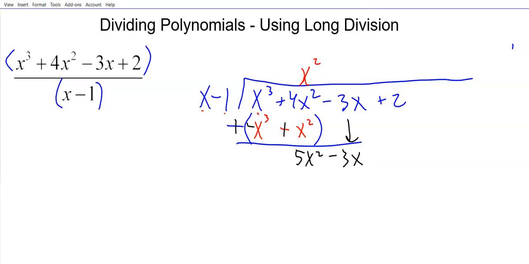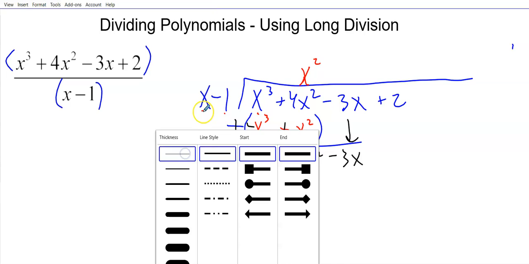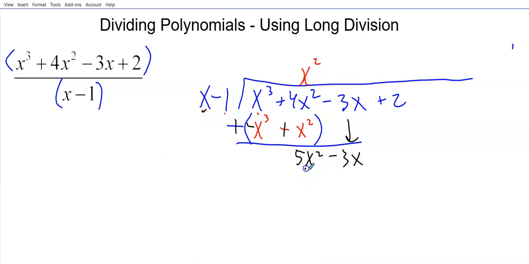Now again, you're looking at the very first term here. So we're looking at x and 5x squared. x times what is 5x squared? Well, that would be 5x. So I'm going to say plus 5x. That's a positive 5x. I put it in the x column there. That gets multiplied by both of these terms over here, both the x and the negative 1, so 5x squared minus 5x. Negative 1 times 5x is that.